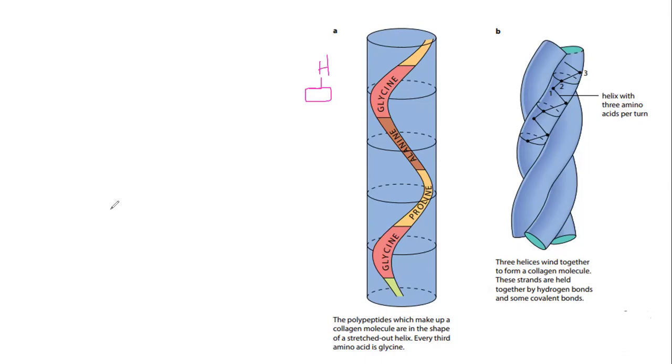That is one of the other properties of collagen, that when you look at the polypeptide chains, each third amino acid is glycine. So these 3 polypeptide chains are coiled around each other, forming a very tight coil. And that is why collagen is said to have a triple helix. So those coils are held tightly together by hydrogen bonds and some covalent bonds. Yes, they are held together by hydrogen bonds.